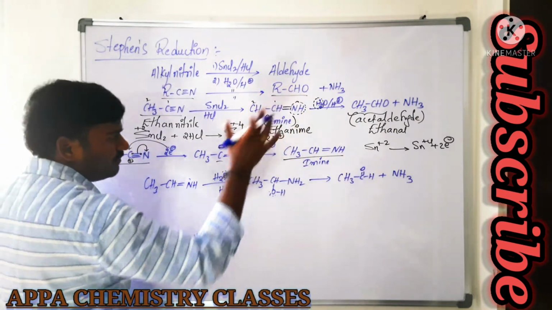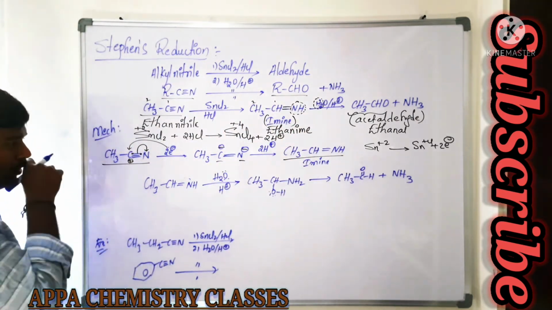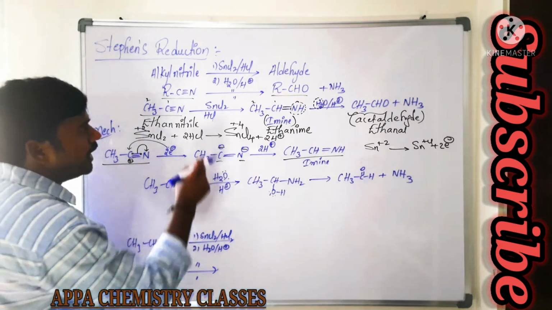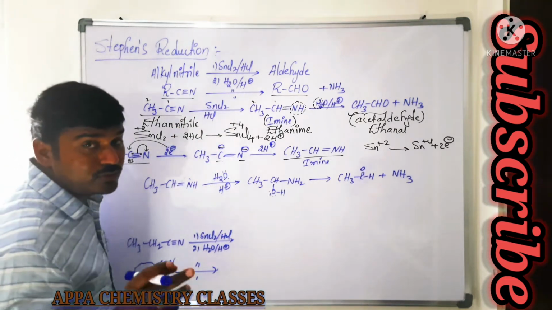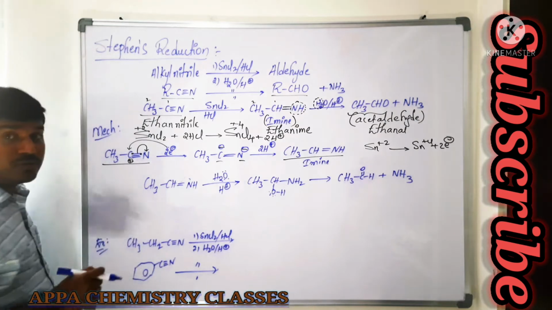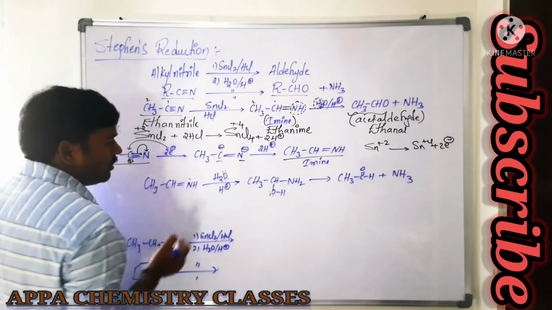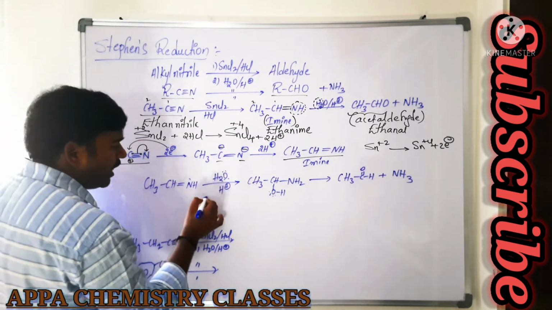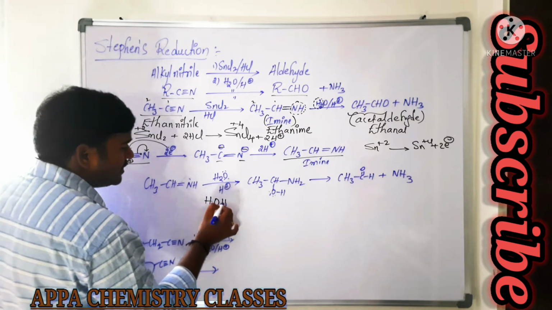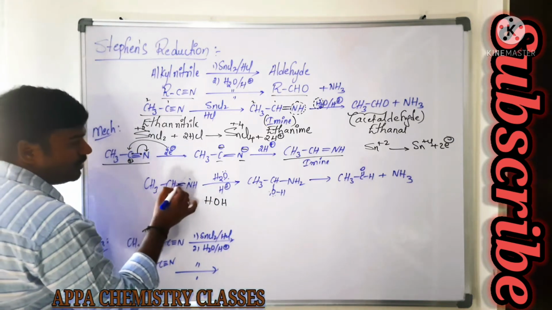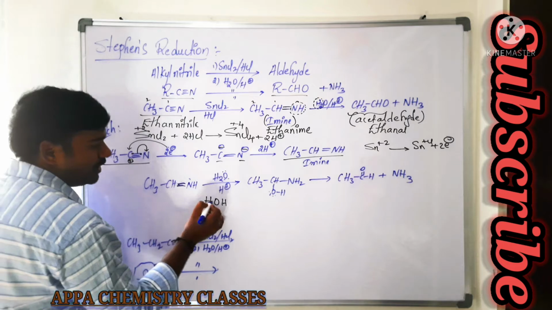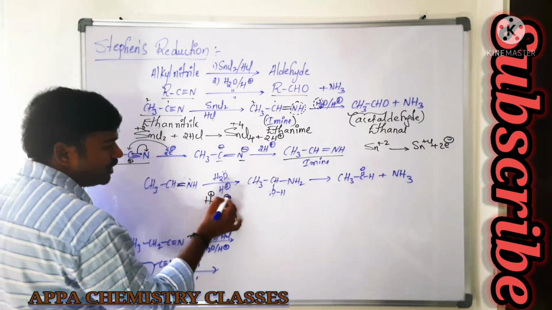That is the first step we got. We got the imine. Now that imine undergoes hydrolysis. In the second step, in acidic medium, we have to do the hydrolysis. So here in hydrolysis we are adding water. Now, a double bond is there. We are doing the addition of water, H plus and OH minus.